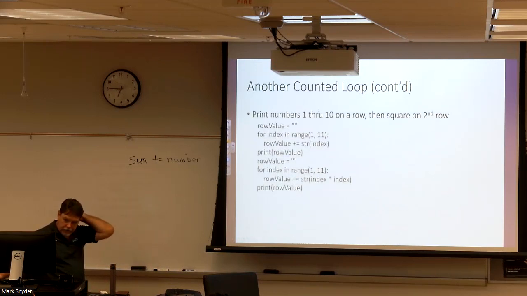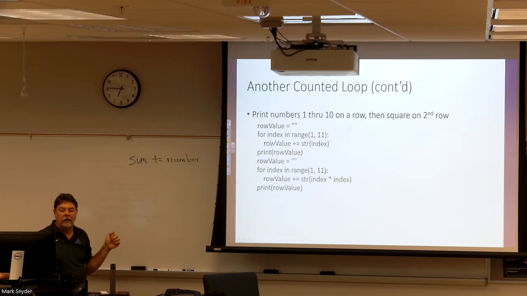Okay, so here is the code for that. So I'm going to have a variable called row value. This is the first implementation, the simple approach, right? I'm going to use a counted loop structure, the for in Python. For index in, the index is my variable. I got this range thing, 1 to 11, one more than I wanted, right? Because it's doing the less than thing.